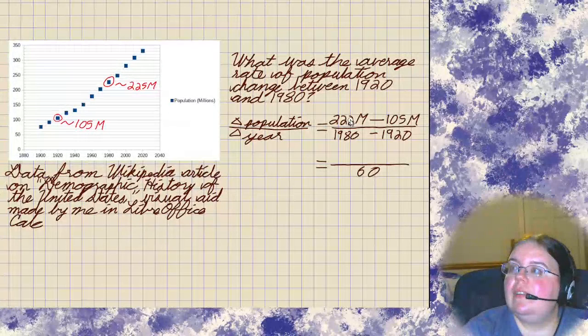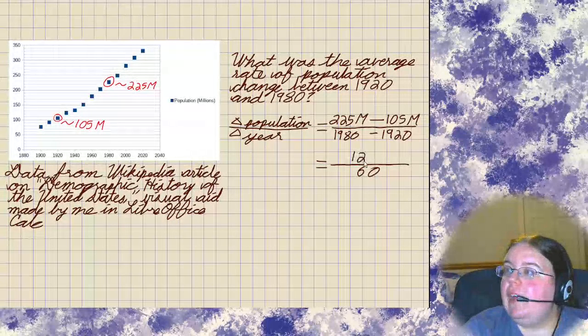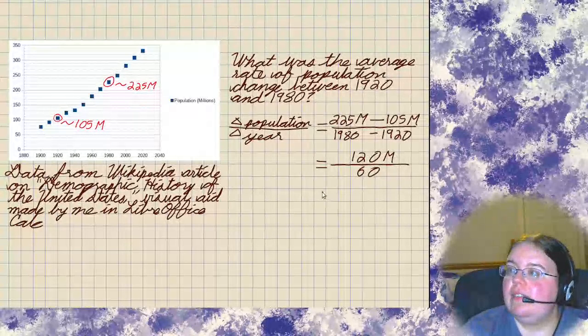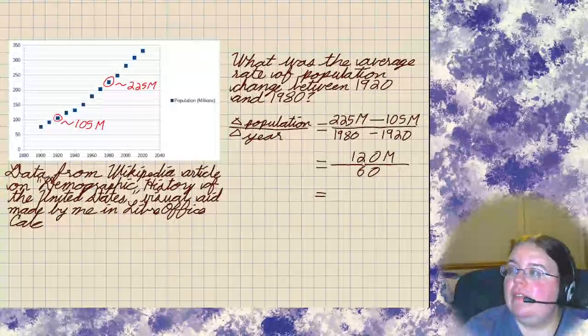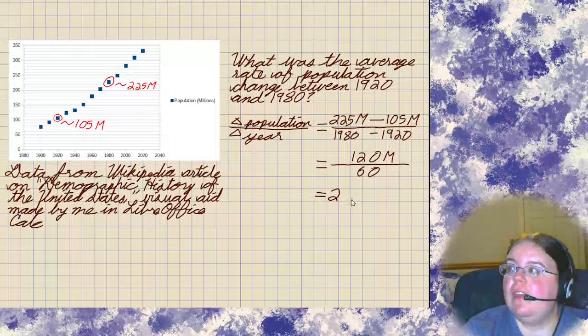Whoops. That should be a 5. I must have had 2's on the brain. So that's an increase of about 120 million across those 60 years. In other words, now dividing, we find that the population increased by about 2 million per year.